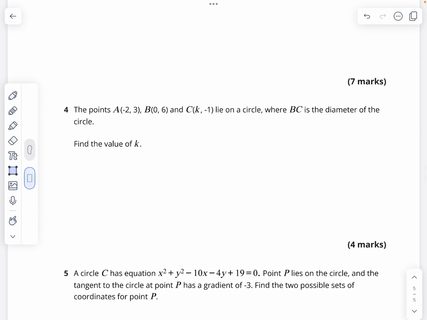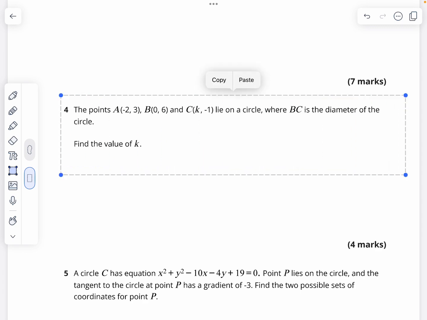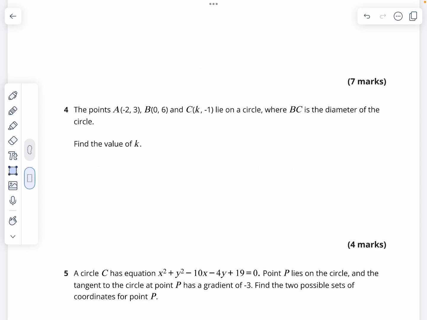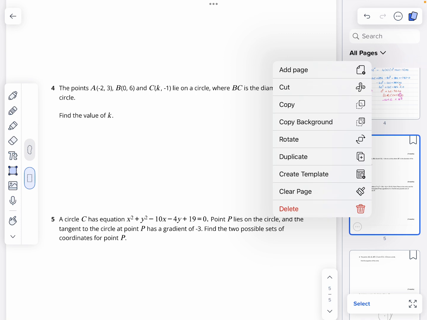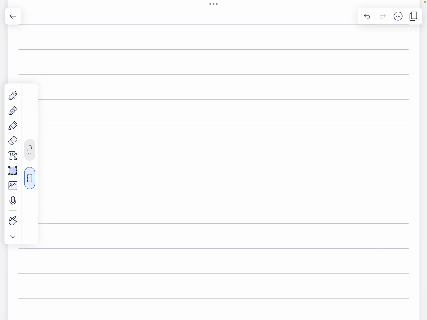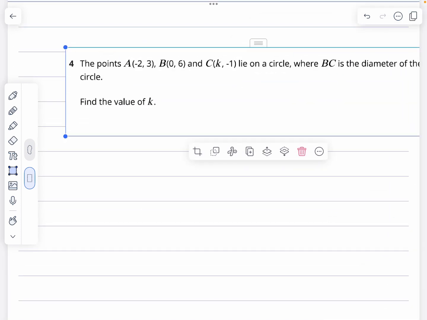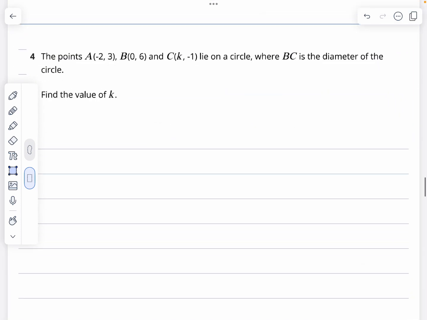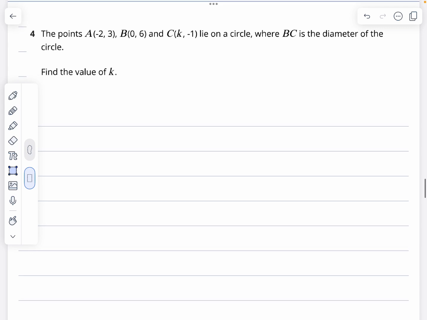Now coming to question number 4. In question number 4, the points lie on the circle. BC is the diameter of the circle. Find the value of K. He has given 3 points and those 3 points lie on the circle. Find the value of K if BC is the diameter.